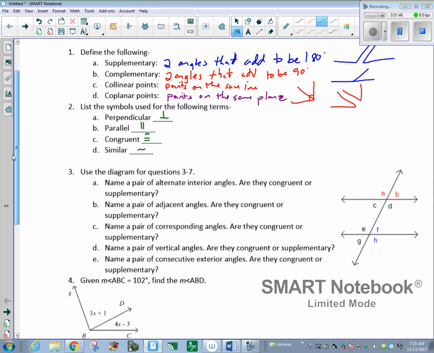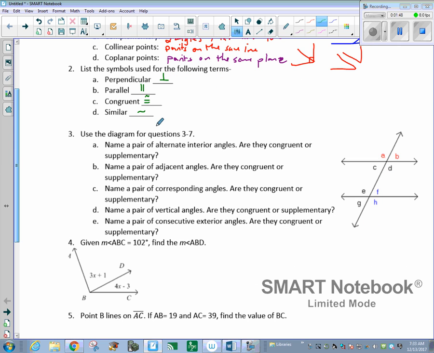All right, and so then for 3 here, it says name a pair of alternate interior angles. Are the angles congruent or supplementary? Alternate interior angles would be angle C and angle F. And angle F, those are a pair of alternate interiors. And angle E and angle D. And these guys are congruent.